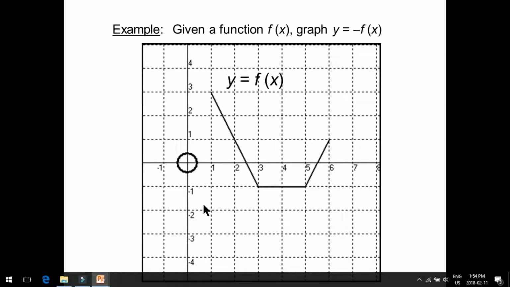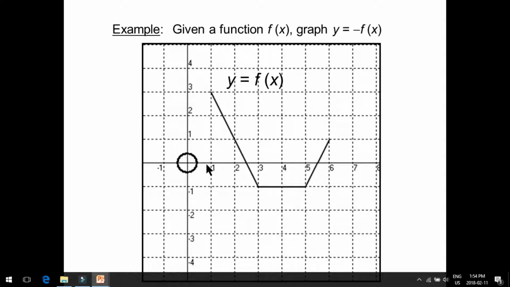Let's do another one. Given a function y equals f of x, graph y equals negative f of x. So here's y equals f of x, and we want to graph y equals negative f of x. So y, which is f of x, got replaced with negative y. Y replaced with negative y, reflect across the x-axis.